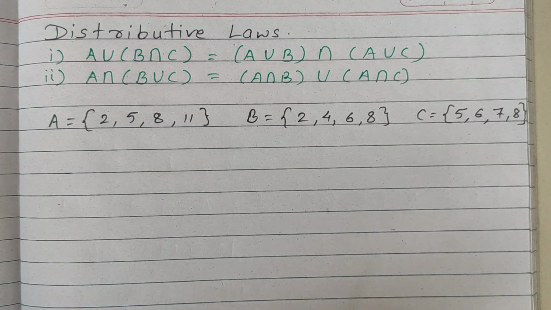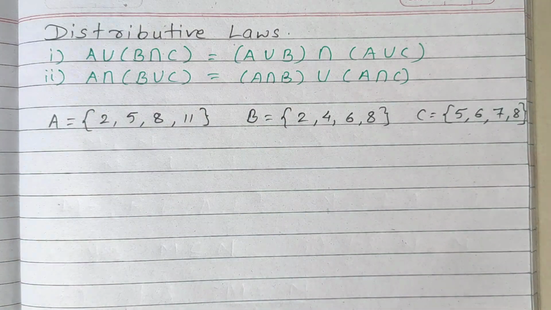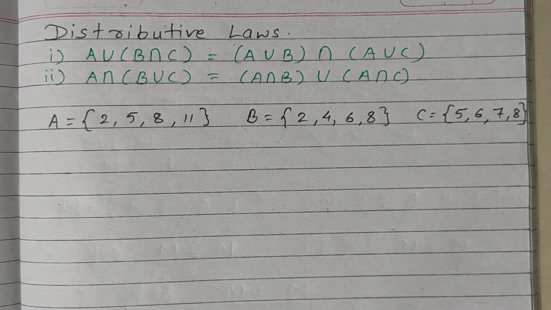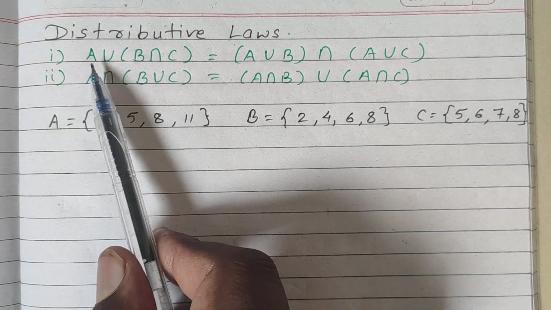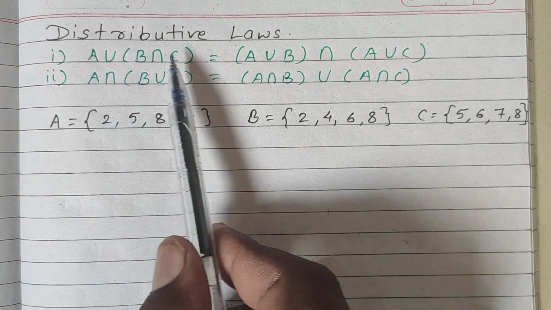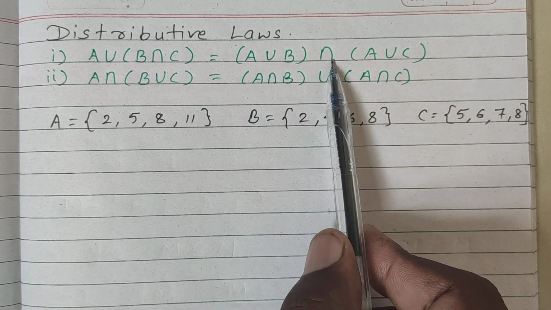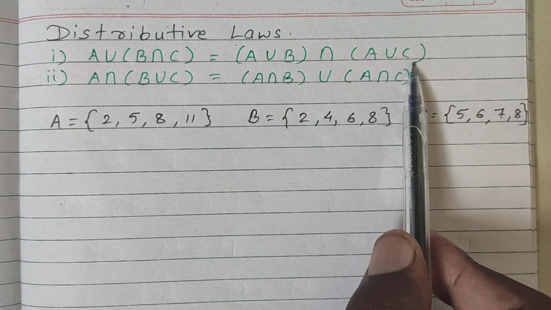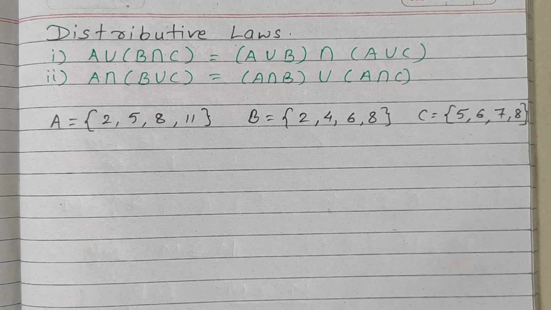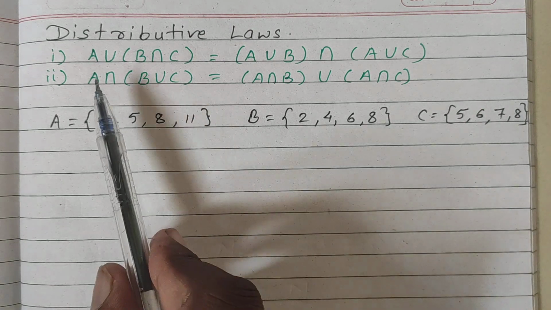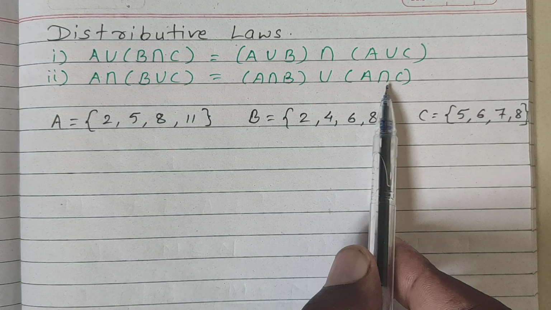Okay, students, now we are going to learn about the distributive properties of sets related to the operations union and intersection. The first property is A union (B intersection C) equals (A union B) intersection (A union C). This is the distributive law property, and the second one we will discuss later on.